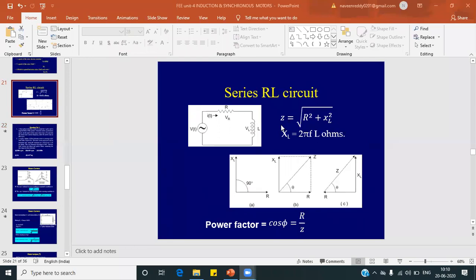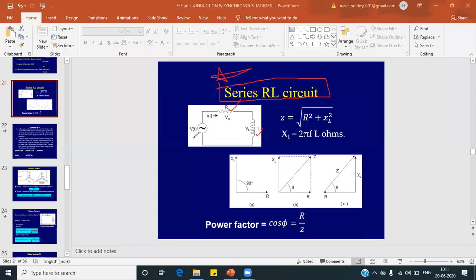Today's class, we will discuss some AC concepts. Today's class requires some basics about the series RL circuit. In the second unit, you might have studied the series RL circuit, which has a resistor and an inductor connected to an AC supply. Why are we discussing it?